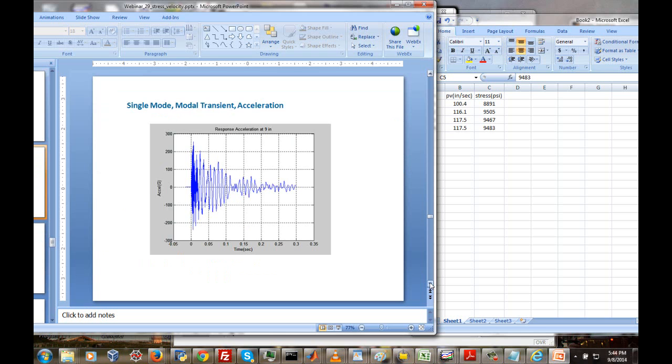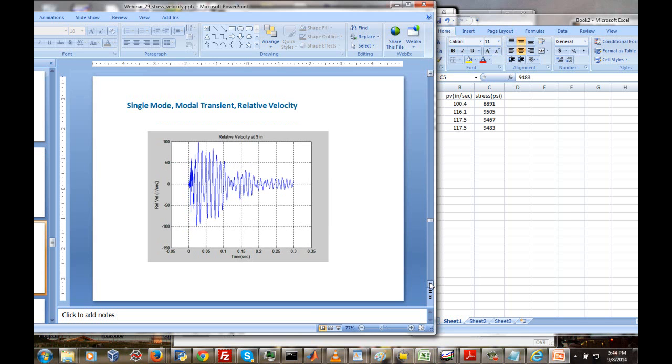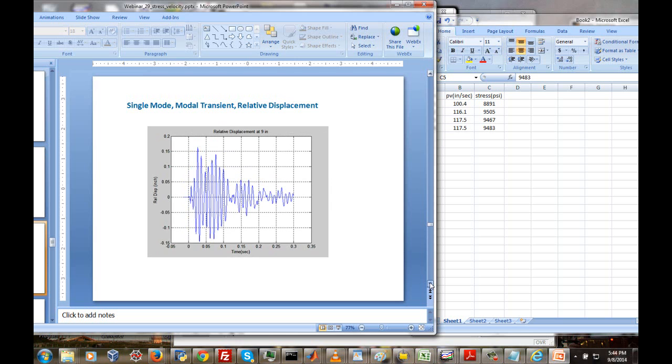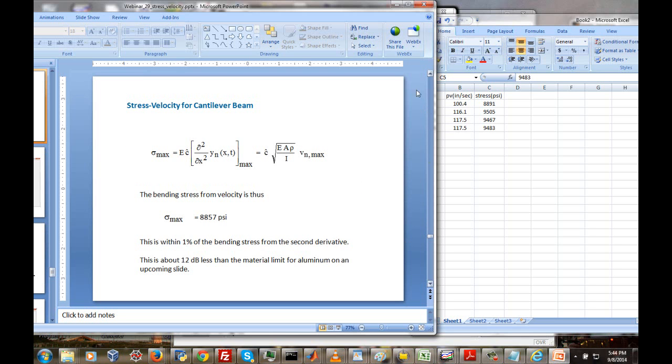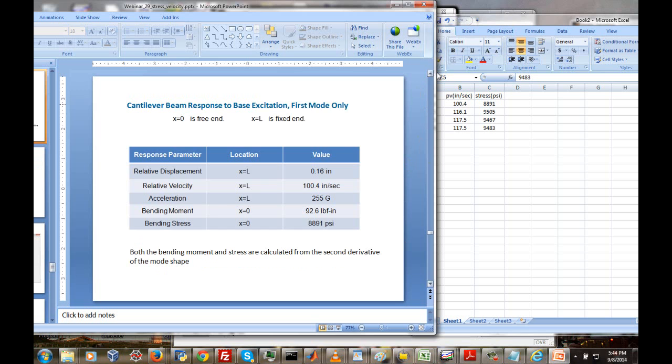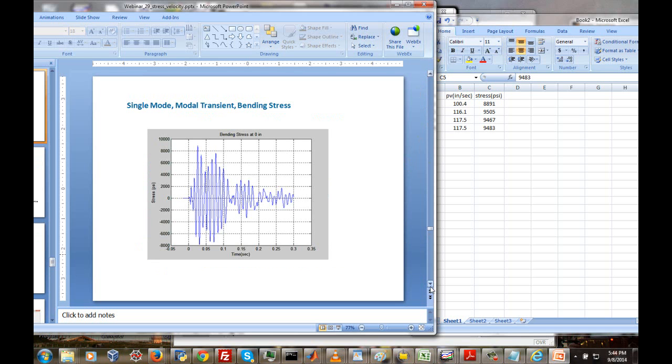And this was the acceleration response time history for including just the single mode. Here is the relative velocity time history. And these plots are all at the free end, by the way, including just 1 mode. The relative displacement at the free end, including just 1 mode. And then the bending stress, including just 1 mode. So stress in psi versus time in seconds.